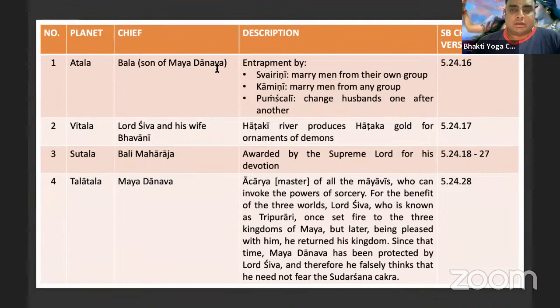In the Atala planet, there are 3 kinds of women who serve this chief. He has made the planet in such a way that those who enter it will be entrapped by these 3 types of women, and they get to enjoy an unlimited amount of sense gratification.